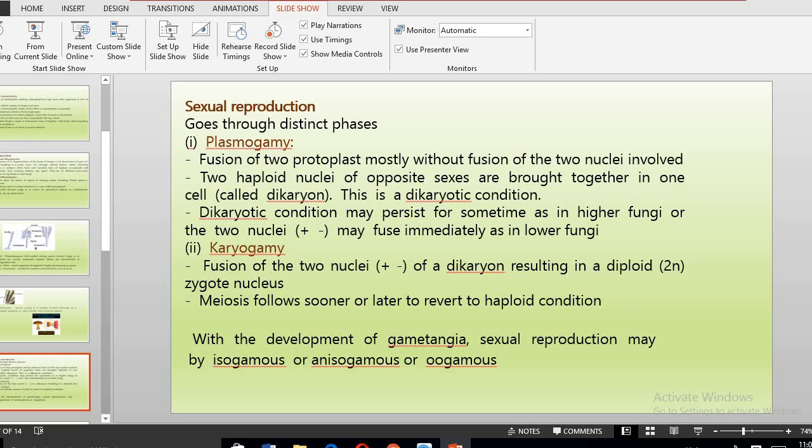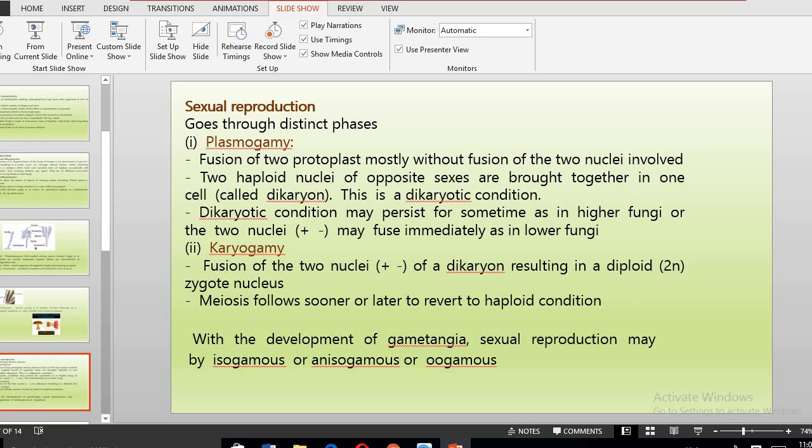Sexual reproduction involves the union of gametes, the male and the female. This process of sexual reproduction goes through distinct phases. First of all, what happens is the process referred to as plasmogamy. Plasmogamy is the fusion of 2 protoplasts without the fusion of the 2 nuclei. So you'll have a protoplast moving closer to another one, and then these 2 protoplasts will fuse. But as they fuse, the 2 nuclei within them do not fuse.